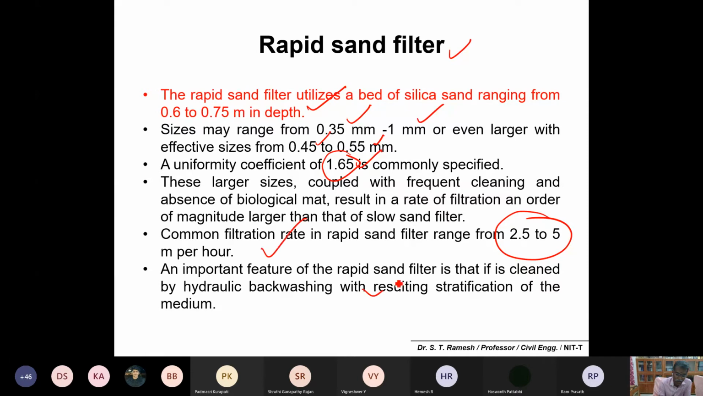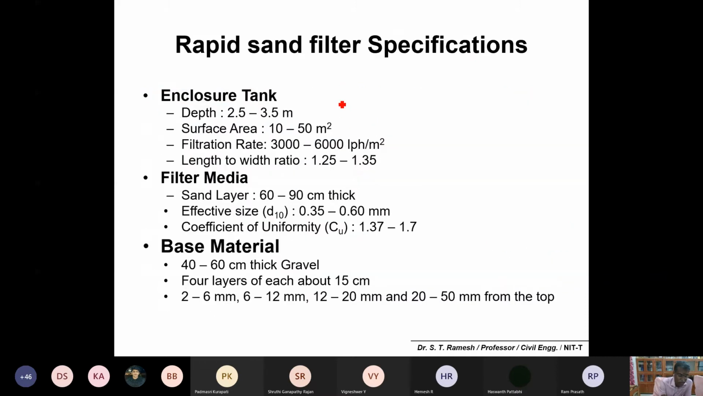An important feature of this rapid sand filter is that you have to clean it periodically by hydraulic backwashing, resulting in stratification of the media. So these are some of the specifications you have to remember, and you should also have the enclosure tank, the filter media, and also base material. So at least you can remember these numeric values.